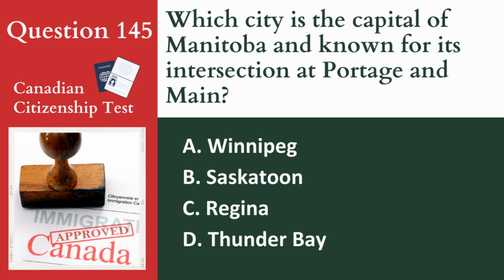Question 145. Which city is the capital of Manitoba and known for its intersection at Portage and Main? A. Winnipeg. B. Saskatoon. C. Regina. D. Thunder Bay. Answer A. Winnipeg. Winnipeg, the capital of Manitoba, is famous for the windy intersection at Portage and Main, one of the most well-known crossroads in Canada.